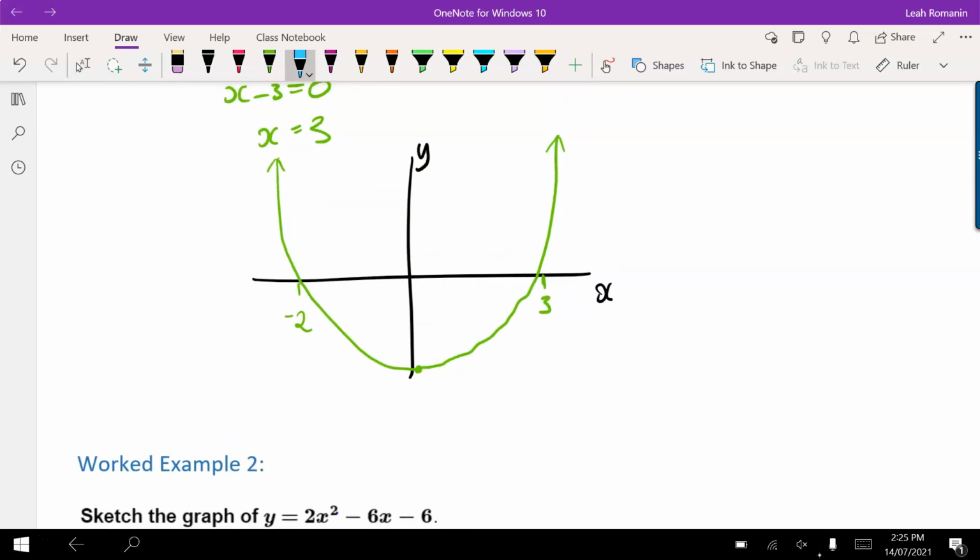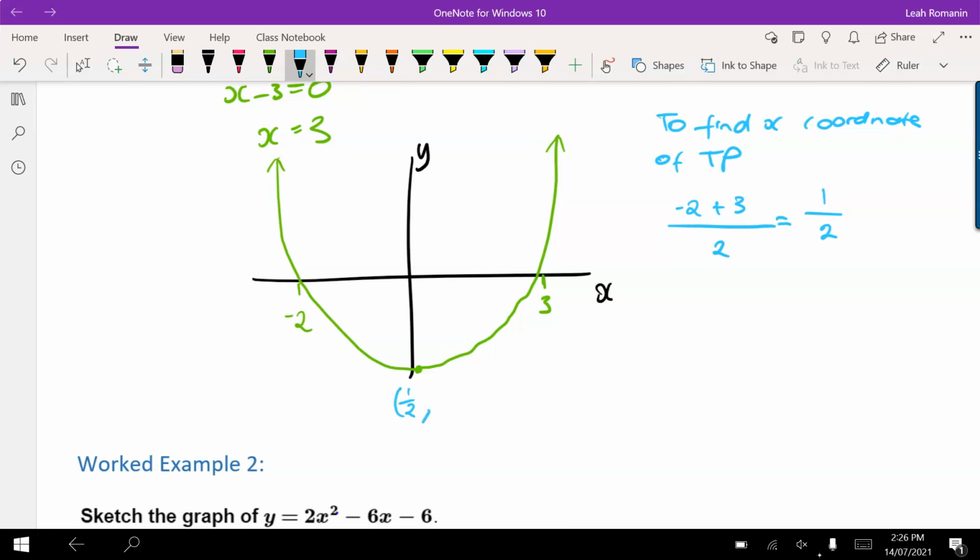Fantastic. So to find the x-coordinate of the turning point, and I'm going to use TP for turning point, you're going to add them together. So negative 2 plus 3, so whatever your x-intercepts are, add them together and divide by 2. It's exactly the same process as taking the average. So negative 2 plus 3 is 1, over 2. So my turning point, my x-coordinate, is a half.